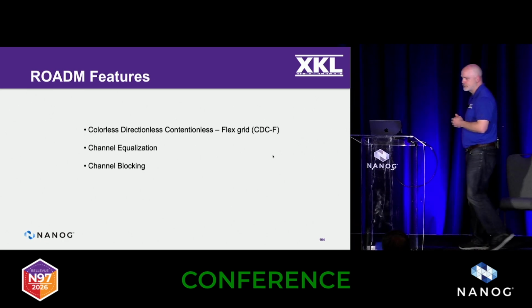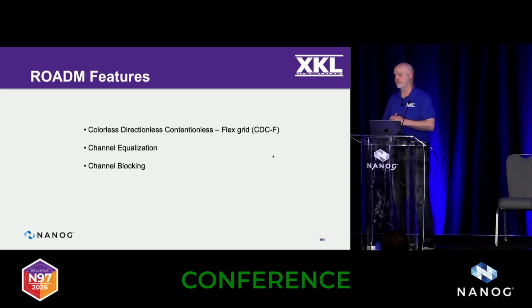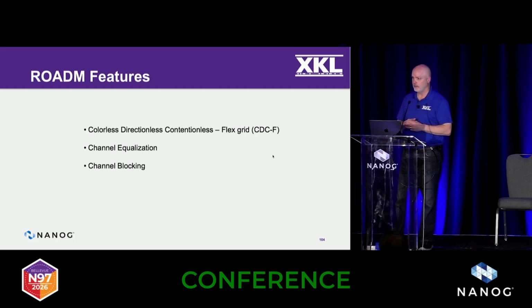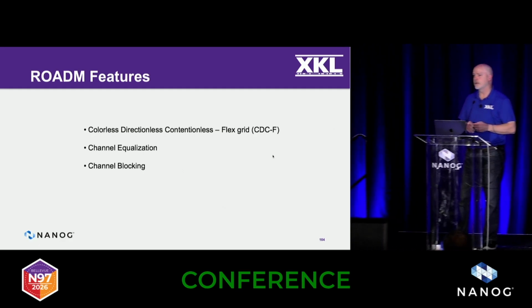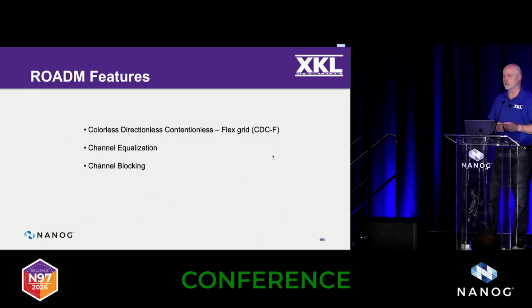So: colorless, directionless, contentionless, flex grid. Yeah, it's a mouthful. I'm going to tell you what all those things mean. But that's a key characteristic of a ROADM, what people look for in a ROADM. I want a colorless ROADM. I want a directionless. I want a flex grid, whatever. So it's helpful for you to understand what that means.